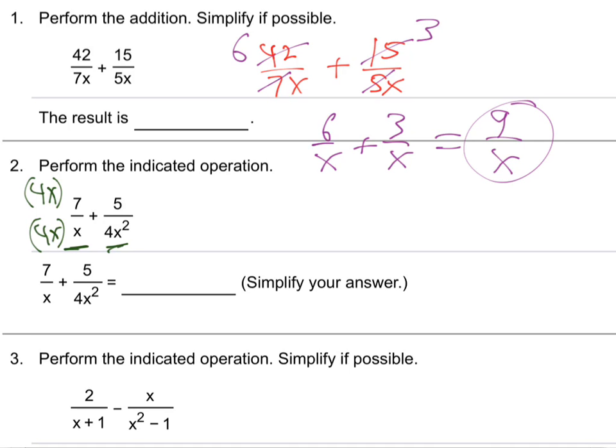Just one number. Yeah. So we'll get, what is that? 28x over 4x squared plus 5 over 4x squared. See how that makes the two denominators the same?